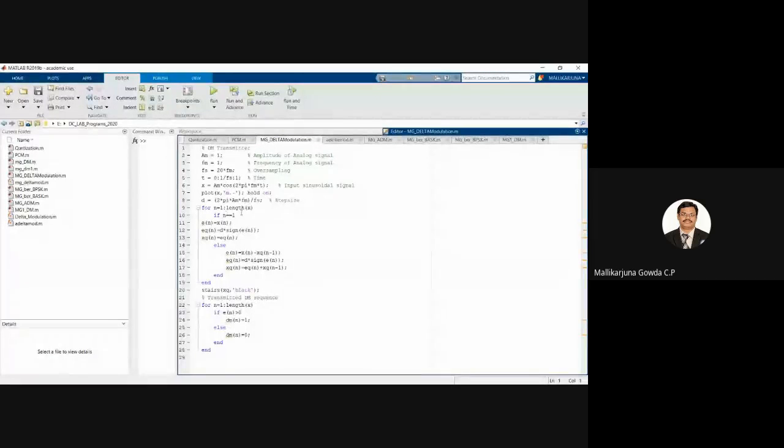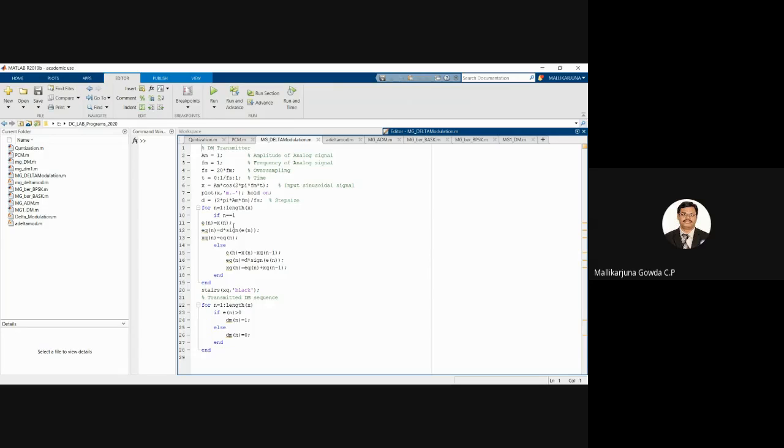Yes, anyone can say what I have written here. If n is equal to 1, what am I writing? E of n. E of n is the output of the comparator, okay? Output of the comparator means the difference x hat of nTs minus x of nTs, right? So for the first sample, when n is equal to 1, x hat of nTs will be 0, to begin with. That is why I have written E of n is equal to x of n only.